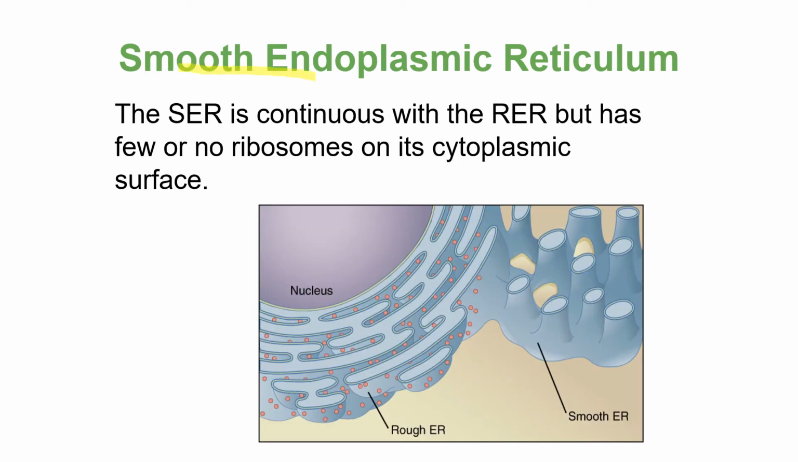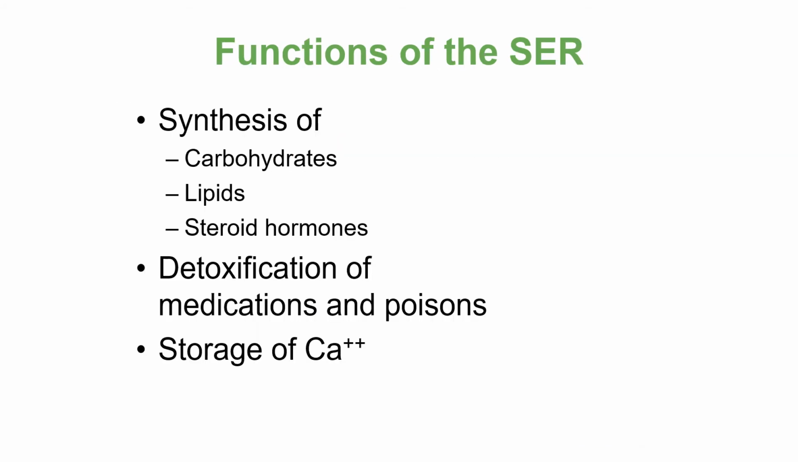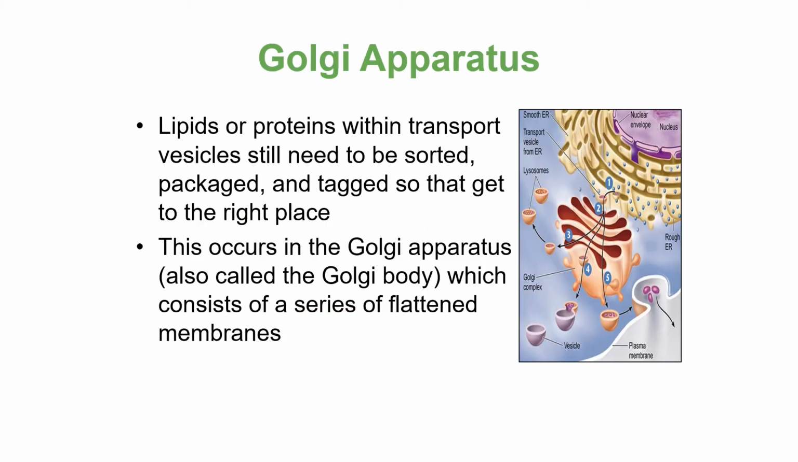Smooth endoplasmic reticulum does not have ribosomes or has few. There it is, it's all smooth. And it synthesizes carbohydrates, lipids, and steroid hormones. There's also some detoxification of medicines and poisons and storage of calcium in the case of muscle cells.